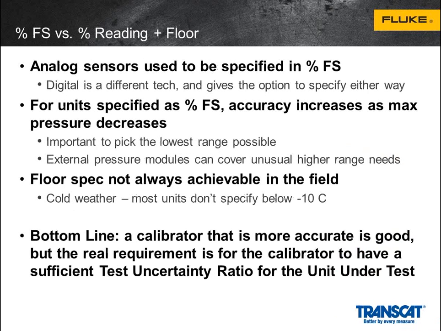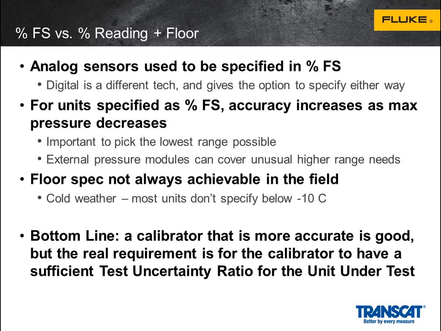So we're going to talk a little bit now about percent full scale versus percent reading plus floor. In the old days, analog sensors were all specified in percent full scale. Well, digital is a different technology, and it's basically allowed manufacturers to try other ways of specifying. One of the more common ways you'll see is to specify a percent reading plus floor value. And the idea here is that it allows you to get away with one of the big disadvantages of percent full scale, which is that as you move higher in the range, your accuracy will effectively increase.